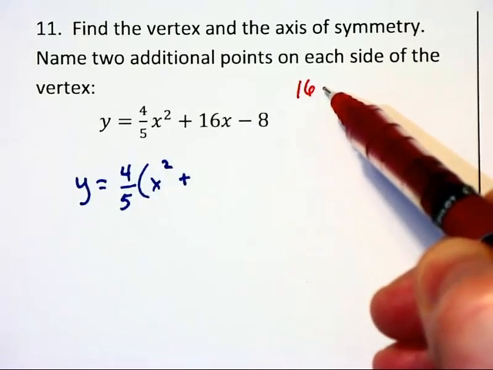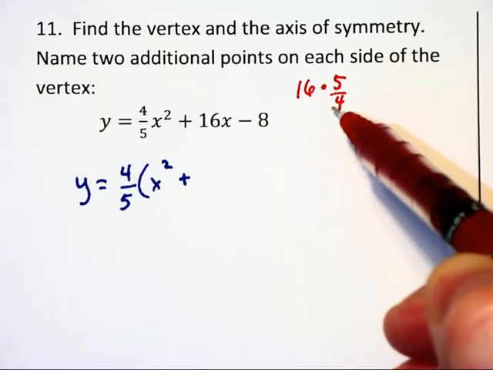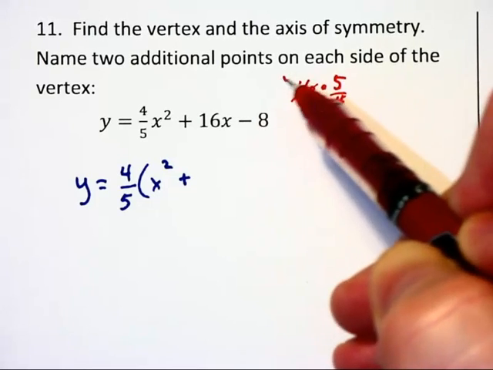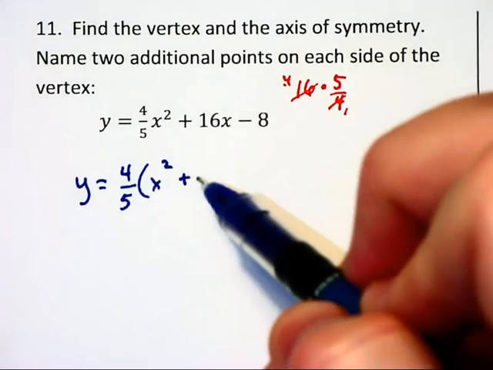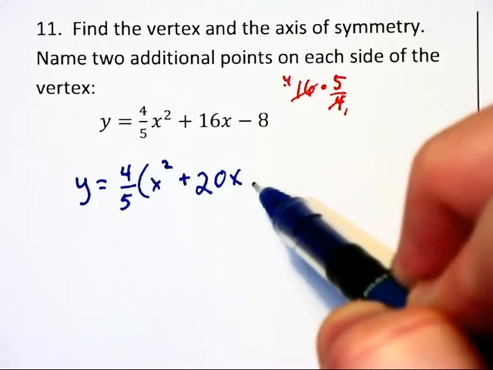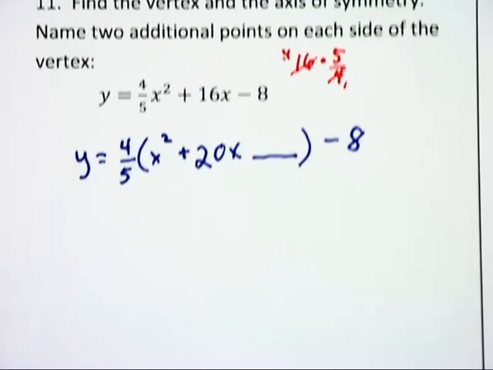16 divided by 4/5 means I'm going to multiply by 5/4. The 4 will cancel with the 16, making 4 times 5, which is 20. So I will have a 20x there, leave a blank, close parentheses, slide that -8 to the right.